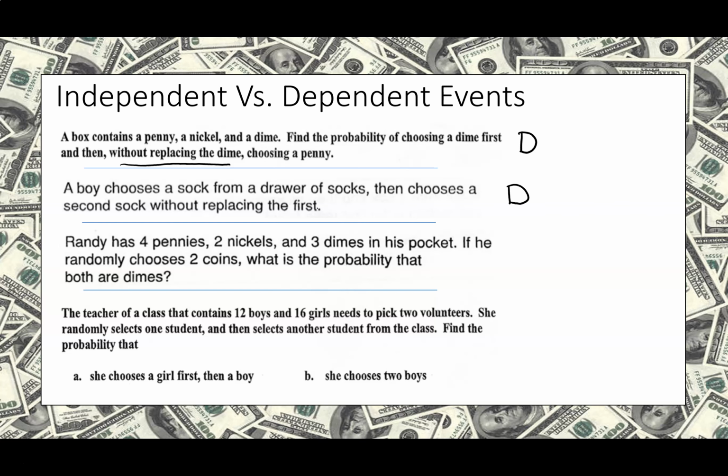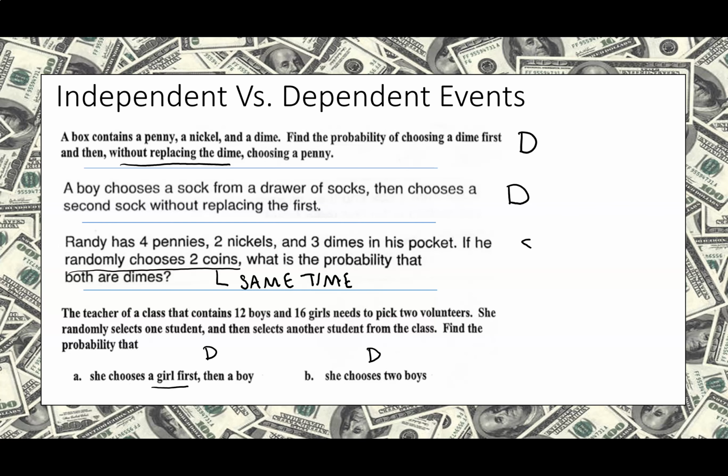The last one here is also dependent probability because once you've picked one person out, you can't pick that person again, and you've got fewer people to choose from. So that's definitely dependent probability. This next one says, if he randomly chooses 2 coins, and in theory, that is at the same time. Now, I have students oftentimes do a bet on this one in class. I say, if you're picking 2 coins at the same time, is that independent or dependent?